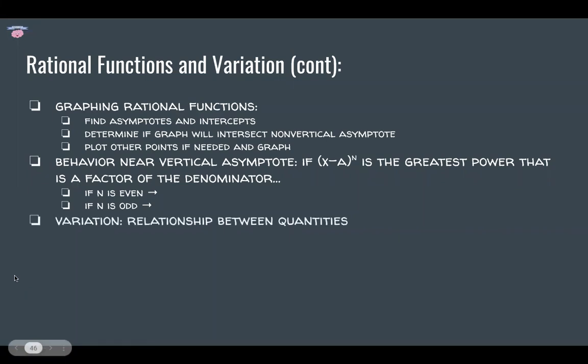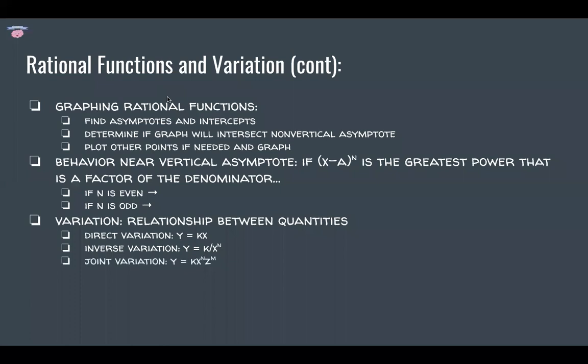Now we'll be talking about variation. It's basically a relationship between quantities. Direct variation is something you probably know from Algebra 1. It's basically proportionality: y is equal to k times x. Inverse variation is something new. It's basically y is equal to k over x to the power of n. So for example, if I had y is equal to 1 over x, that'll be inverse variation. Joint variation is y is equal to k x to the power of n, z to the power of m, and so on. Actually, you can have any number of variables you want. These are pretty advanced. I probably won't go over them.